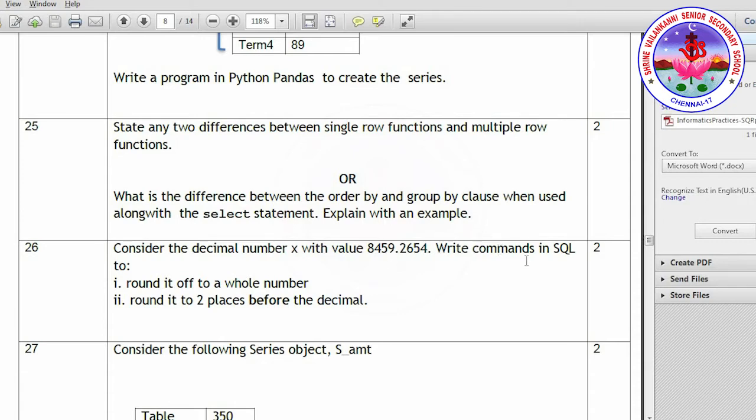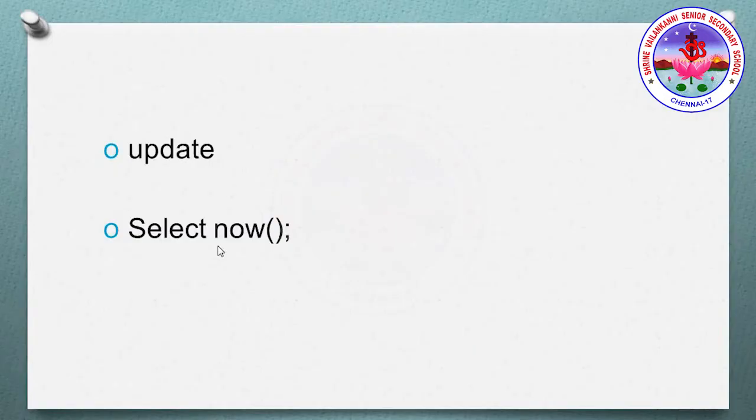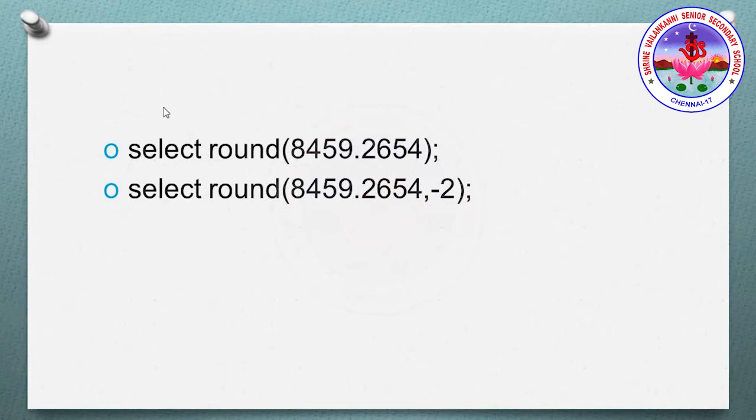Okay, so next question. Consider the decimal number x with the value 8459.2654. Write commands in SQL to round it off to the whole number. So how do you round this one? So we can use the round function, okay. Select round of 8459.2654. Since they are asked to round it off to the nearest whole number, we can omit the second parameter, okay. So the answer is select round of 8459.2654. So you can write it with comma 0 also.